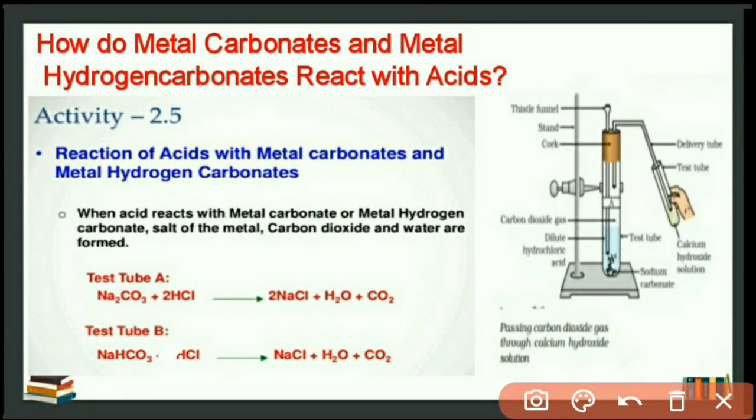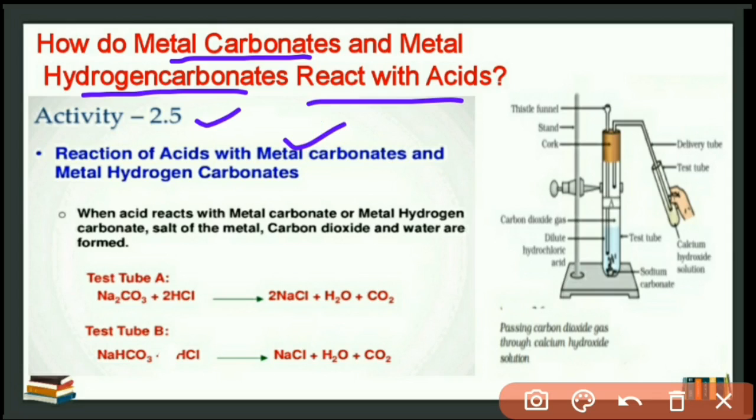So our first topic is how metal carbonates and metal hydrogen carbonates react with acids. For this observation, do Activity 2.5. In this activity, we observe the reaction of acid with metal carbonate and metal hydrogen carbonate. For this activity, take a test tube and add a small amount of sodium carbonate and then add dilute hydrochloric acid. When sodium carbonate reacts with HCl, it forms NaCl salt, a water molecule, and CO2 gas evolves.